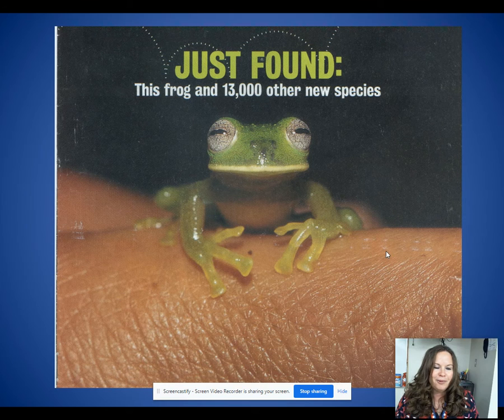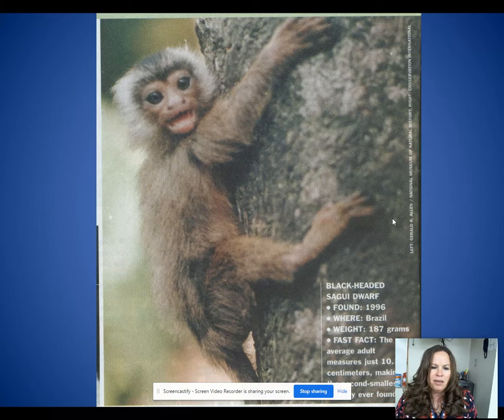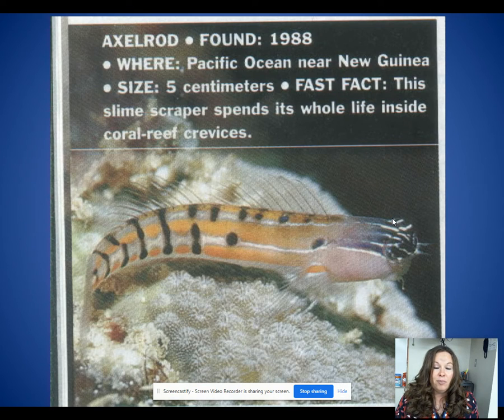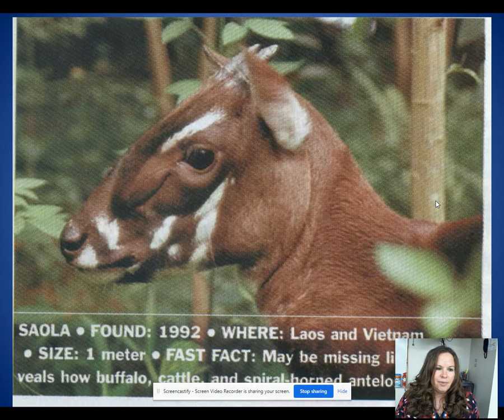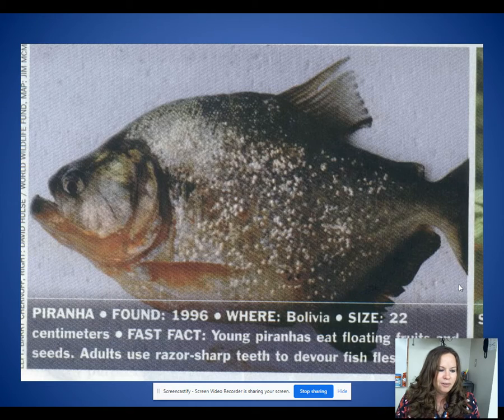Here's some cool ones that were discovered since the 90s at least, like this small frog. So cute, it's actually sitting on someone's finger. This small monkey, it's only like 10 centimeters big, found in Brazil. Think about the vast ocean and all the life that lives in the ocean that we have yet to discover, like this axelrod fish found by New Guinea. There's probably some larger mammals out there yet to discover, like this saola found in Laos and Vietnam in 1992. Some of those places are so covered in jungle that humans just don't regularly go there, and so there's some species yet undiscovered. Another species of piranha, like we needed that, right?